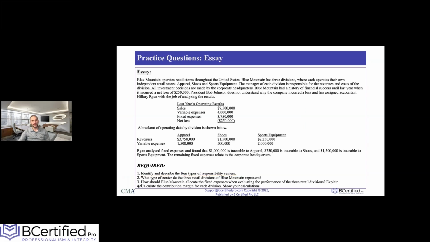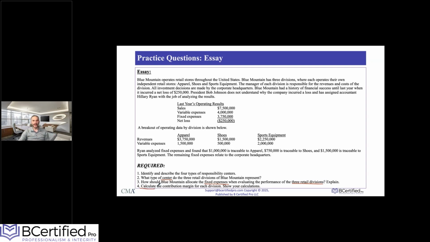Then I jump into number 2. What type of center do the 3 retail divisions of Blue Mountain represent? So I know now I have 3 divisions, and I need to know which center they are. I already know what to look for. Number 3, how should Blue Mountain allocate the fixed expenses when evaluating the performance of the 3 retail divisions? So I need to look for the fixed cost and see how it relates to these 3 divisions.